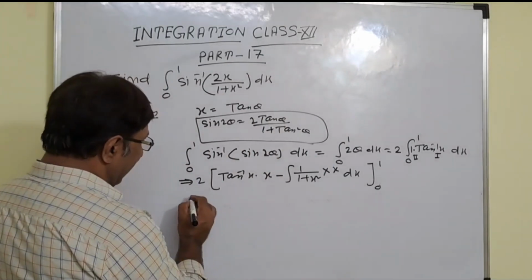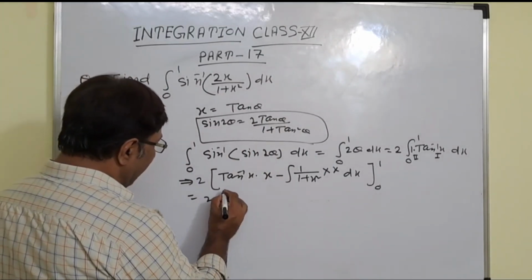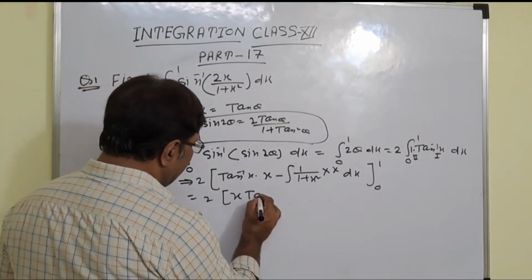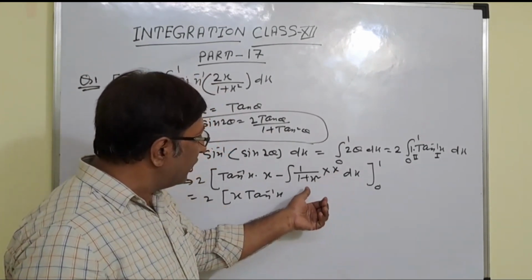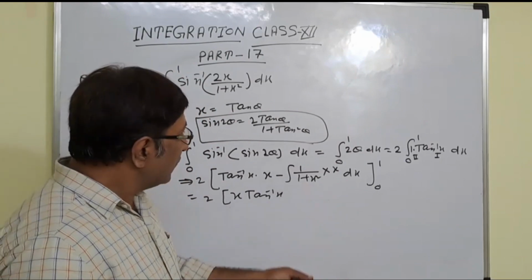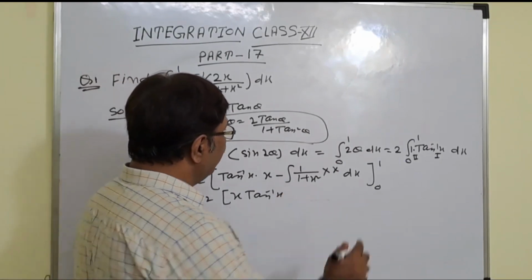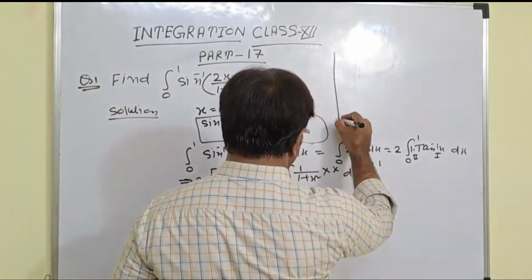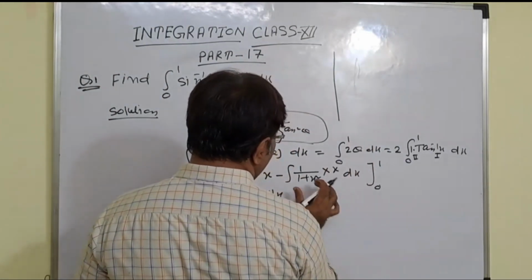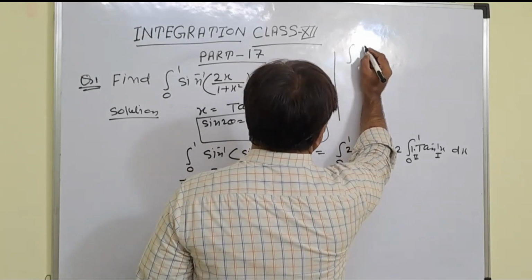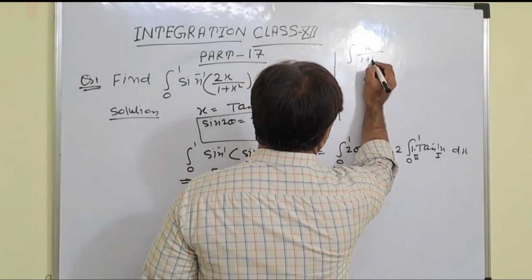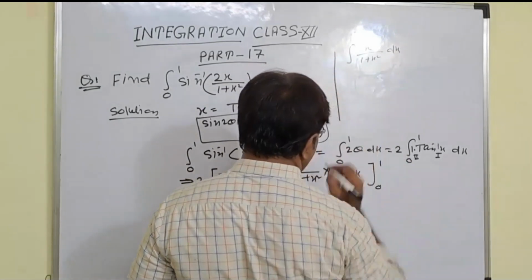Now you see here, the simple technique is what? Here we will get x times tan inverse x, and now this is x upon 1 plus x square. So first you find the integration of this part. So the integration of x upon 1 plus x square dx, right?